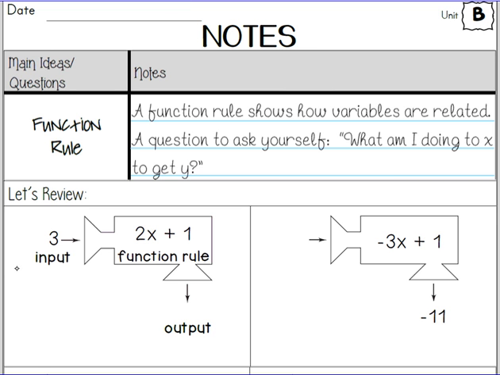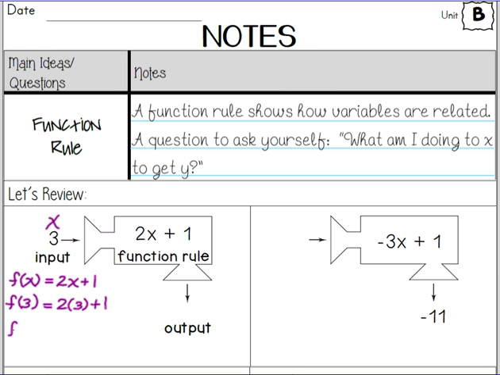So we could write this as f of x equals 2x plus 1, because that's our function rule. And so if we are evaluating this with our input value of 3, remember our input is our x and our output is our f of x or our y value. So if we are going to plug in 3, we would have f of 3, and then we would plug in 3 for x. So 2 times 3 plus 1.